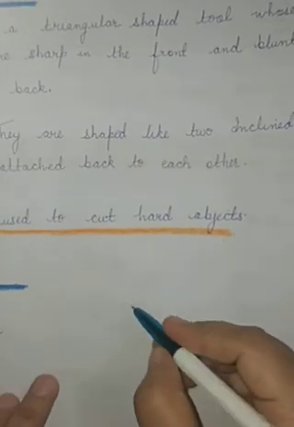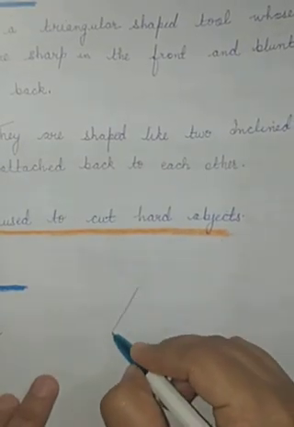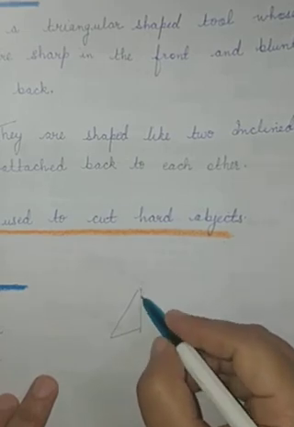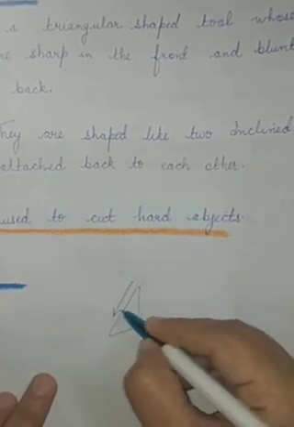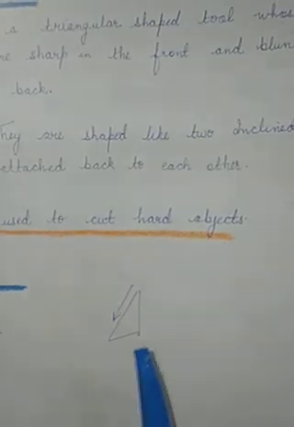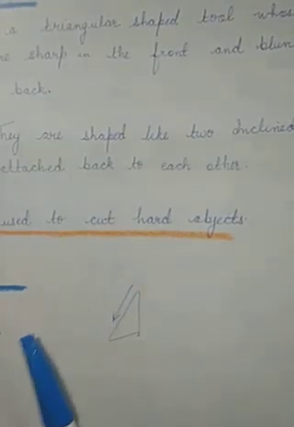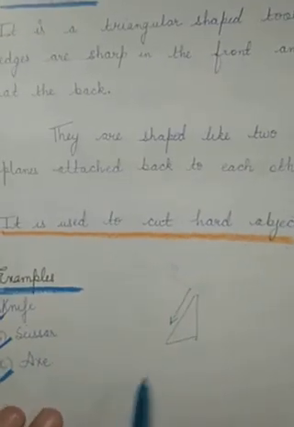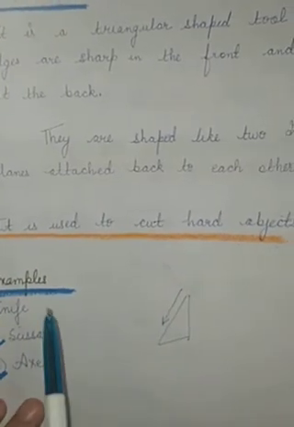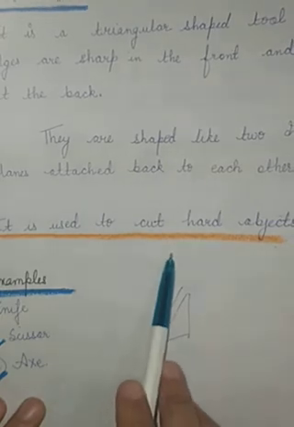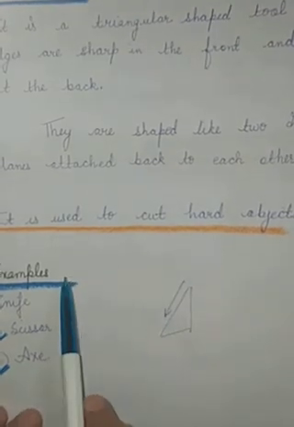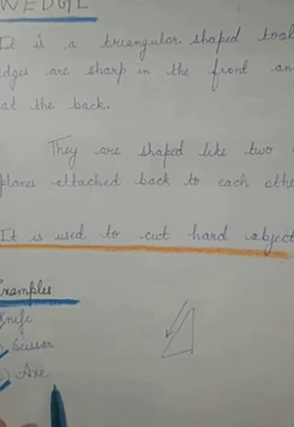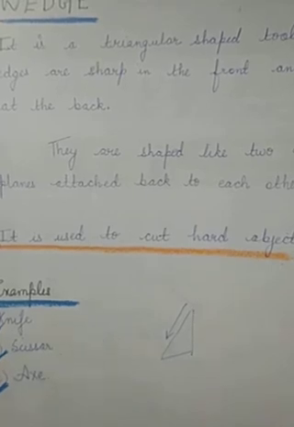Now what are inclined planes? This is an inclined plane. I have told you this is the basic shape of an inclined plane, when anything comes down along it. A wedge looks like two inclined planes joined together, and I will show you this in the diagram also. It is used to cut hard objects. What are the examples of wedges? Knife, scissors and axe are examples of wedges.